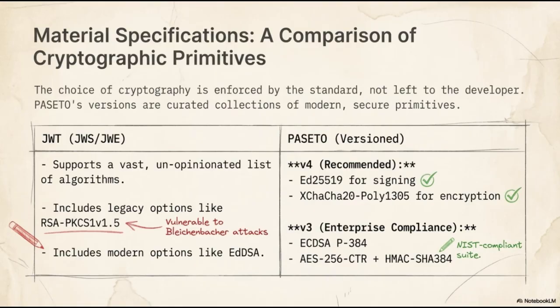Now, let's compare how these two standards handle their cryptographic primitives. JWT, which includes both JWS and JWE, is famously unopinionated. It supports a massive list of algorithms, leaving the selection entirely up to the developer. While this offers flexibility, it creates significant risk. Legacy options like RSA PKCS1 v1.5 remain available, despite being vulnerable to well-known Bleichenbacher attacks. In the JWT model, security depends entirely on the developer's expertise to avoid these pitfalls.